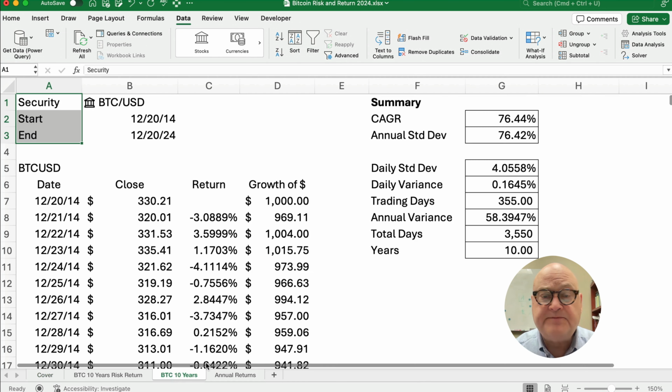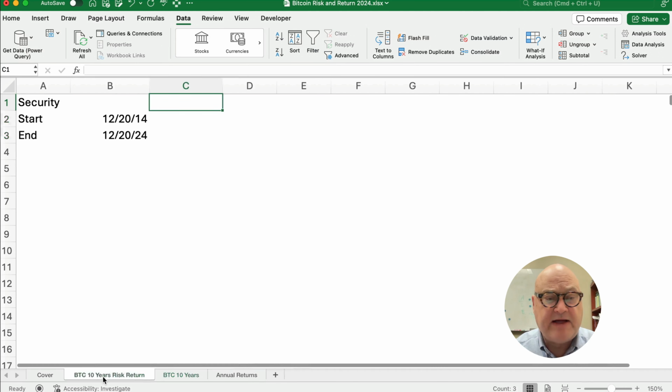Here's what I've built, so you can see where we're going with this. For Bitcoin, I've got a 10-year return, the annual rate, the standard deviation, and so on. So let's build it from scratch.